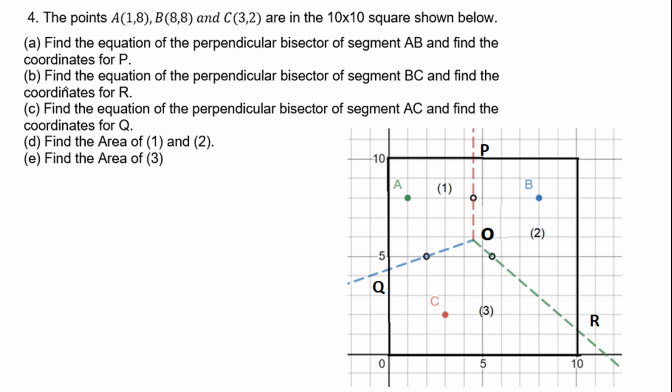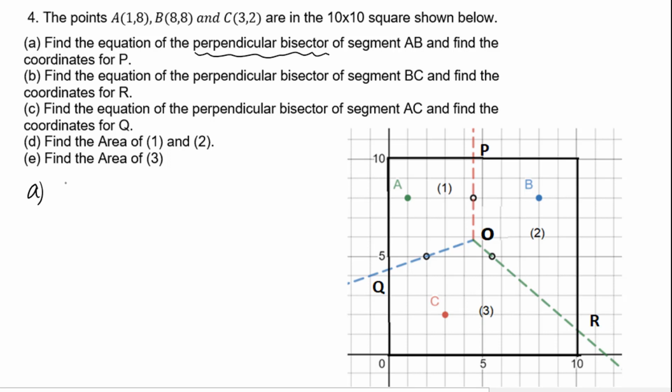This video is about a parallel and a perpendicular line. For number 4, the points A, B, and C are in the 10 by 10 square shown below. Find the equation of a perpendicular bisector of segment AB and find the coordinates for P.